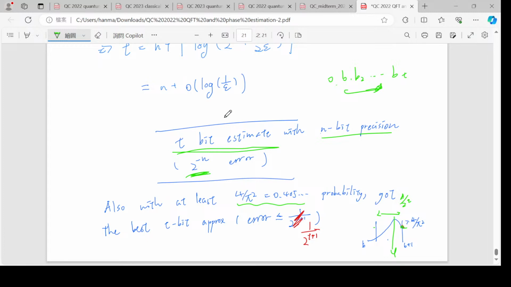Yeah, so sorry for overtime, but anyway, at a high level, we want to say the precision of phase estimation is okay. Just need to use a little more bits, or accept a constant error probability.